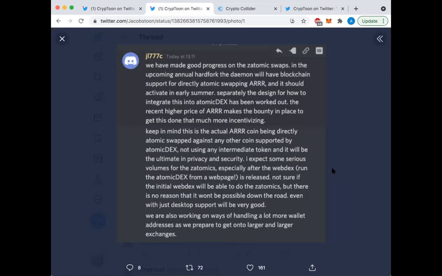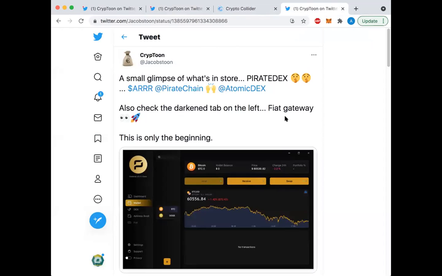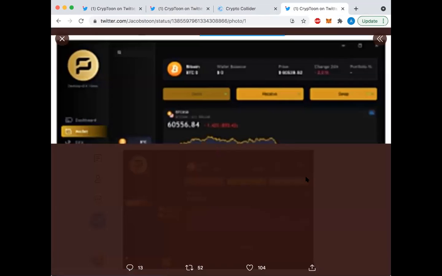And anyway, that's number 4, right? There were 3 other options before that. So even with just desktop support, it will be very good. More than very good. I mean, revolutionary at this point, isn't it? But that's just par for the course. We are also working on ways of handling a lot more wallet addresses as we prepare to get onto larger and larger exchanges. Interesting.